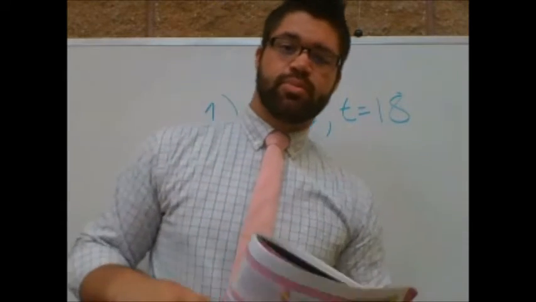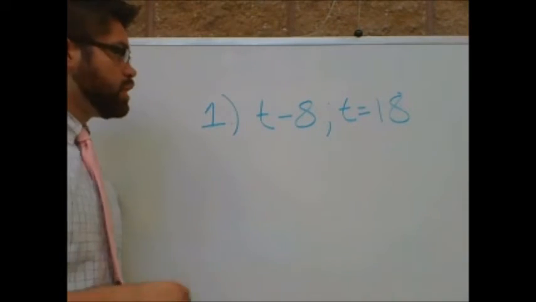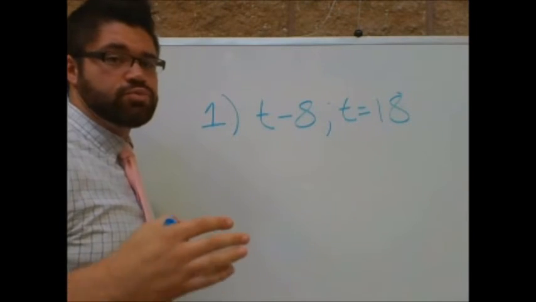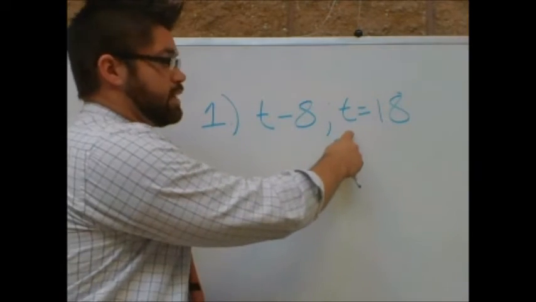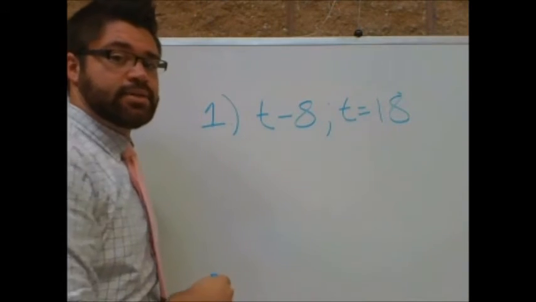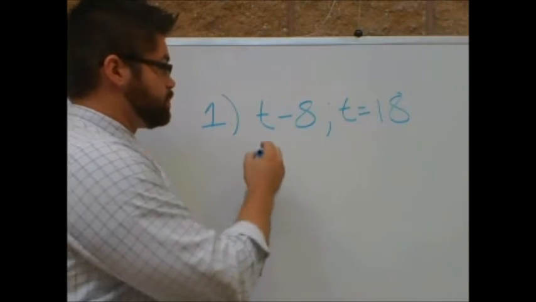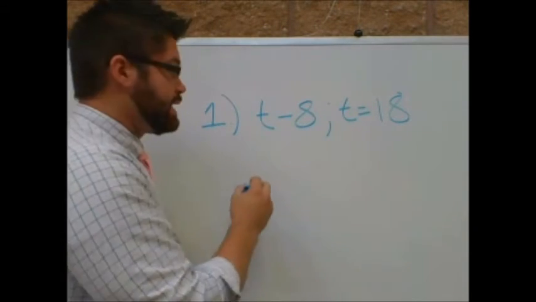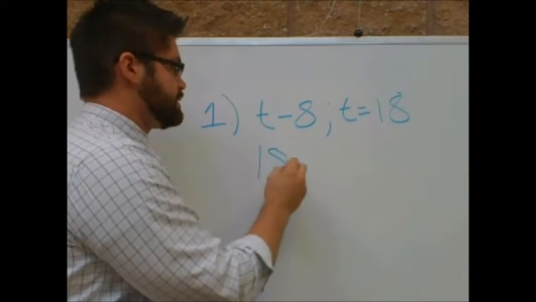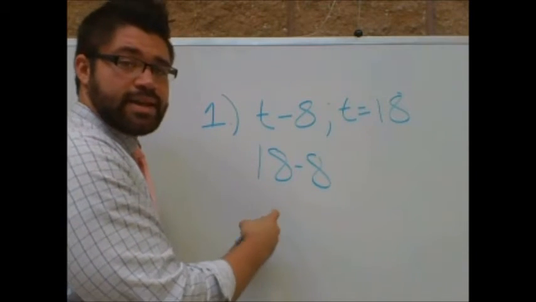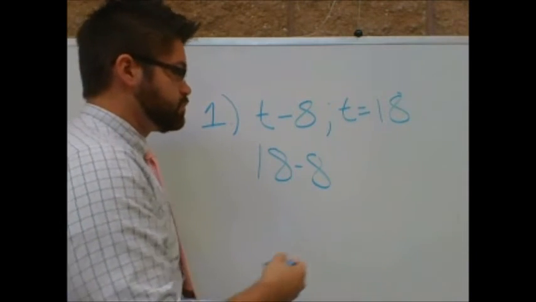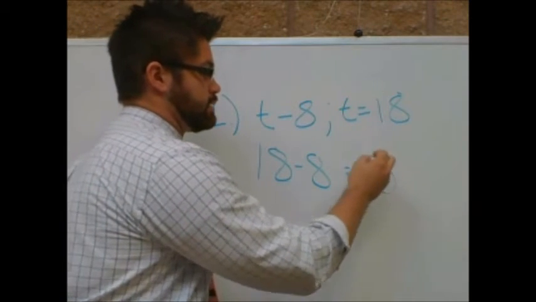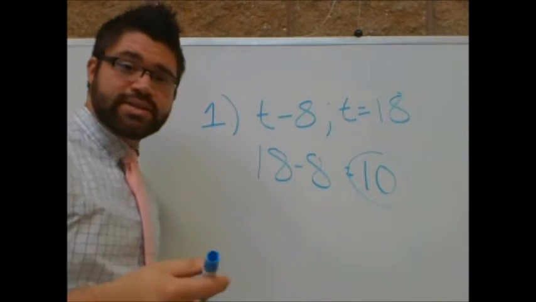So, let's look at our first practice problem here. We have t minus 8. That's our expression, short and sweet. Here it's telling us that t equals 18. So remember, when we substitute, we're going to take t, and now we know what the value is. The value of t is 18. So when t is 18, we're just going to substitute, make that 18 minus 8. What is 18 minus 8? 10. So that's number 1.